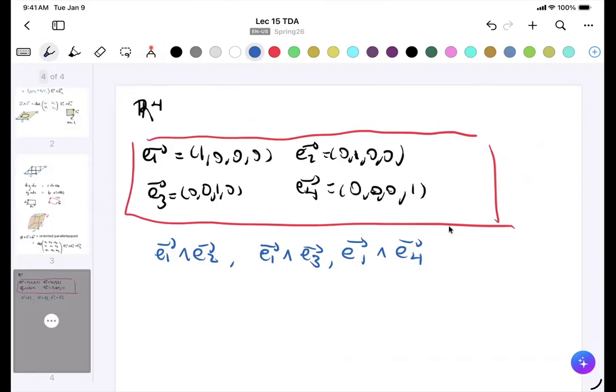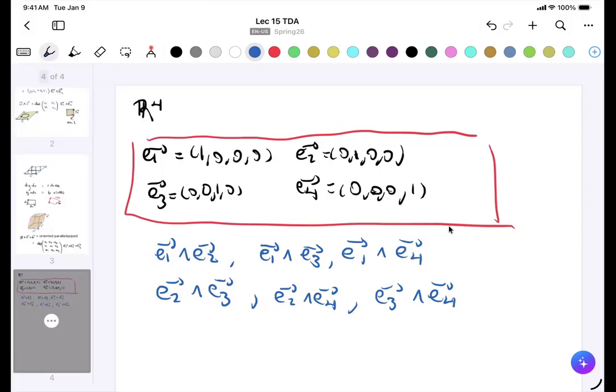Then with E2, you could do E2 wedge E1, but that's minus E1 wedge E2, so it's not really different from the other one. Then you could do E2 wedge E3, that's genuinely new. And then you could do E2 wedge E4, or as a last option E3 wedge E4. All the other wedge products between the basis vectors are either 0 or minus one of the ones I just wrote.